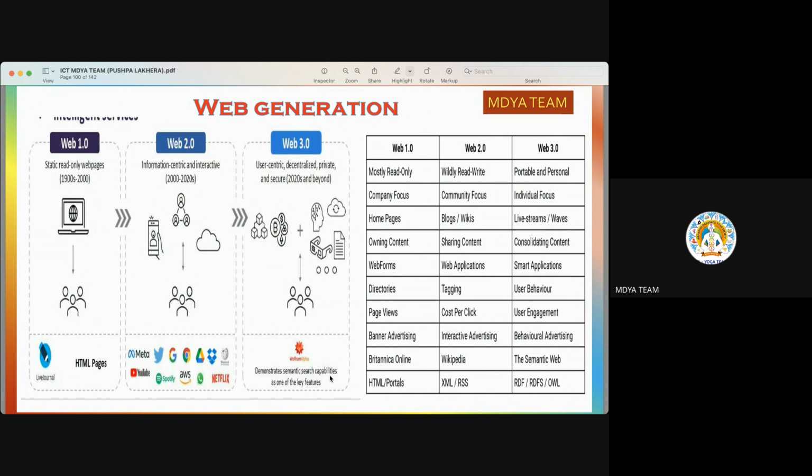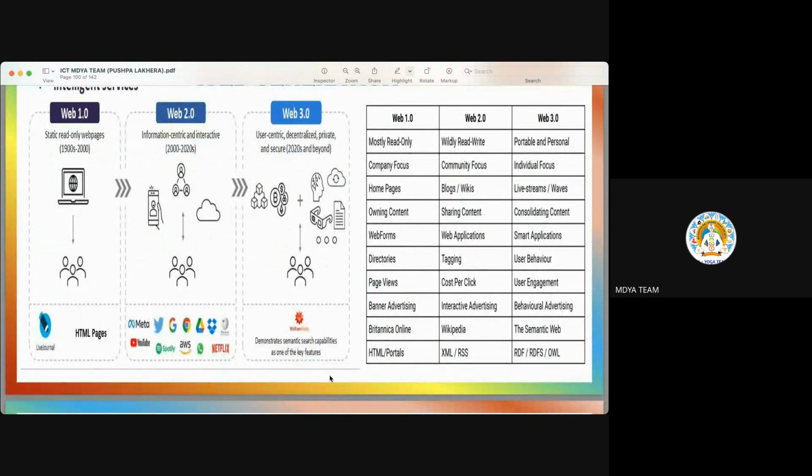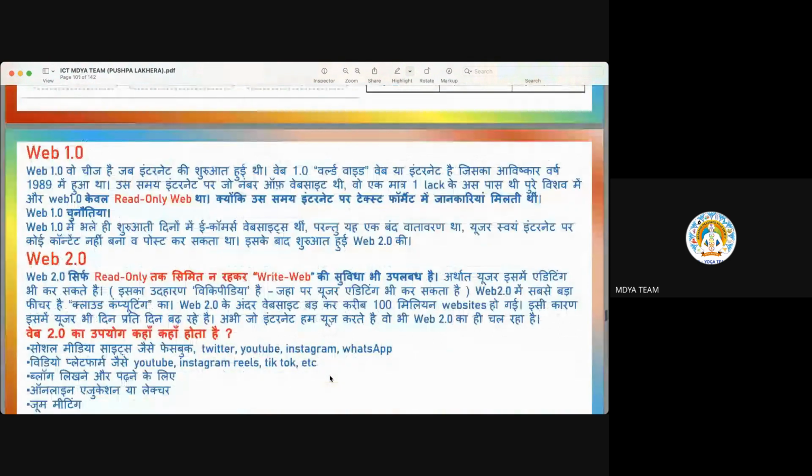It can think, it can guide you. Such software exists that can speak like you, and if there is a body, it can move like a human being. So all these forms come under the Web 3 generation. These are the characteristics which will be there on the page. Let's see some more.